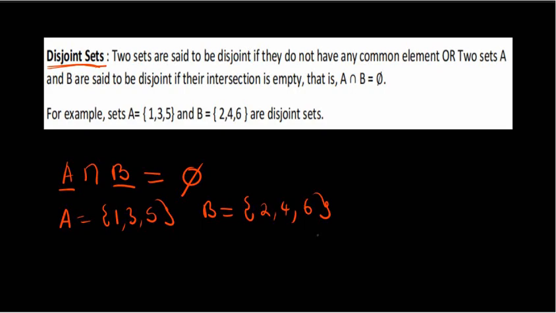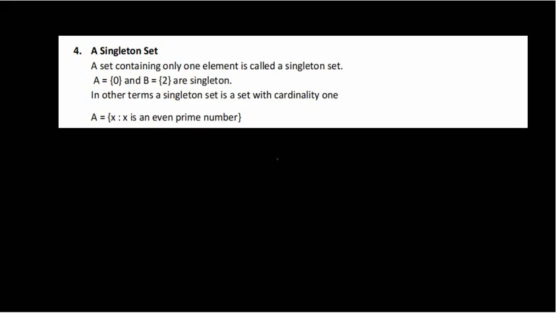If you look at this, do we have intersection elements of A and B? The answer is we don't have. So we call this the disjoint set. And the last one is what we call the singleton set.